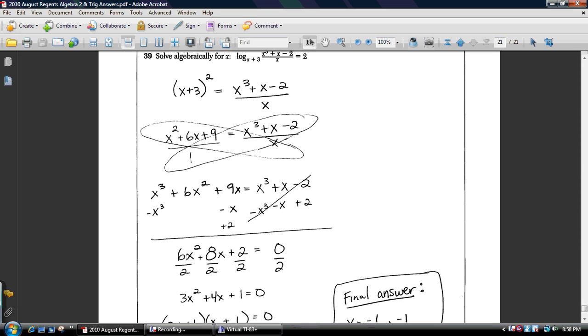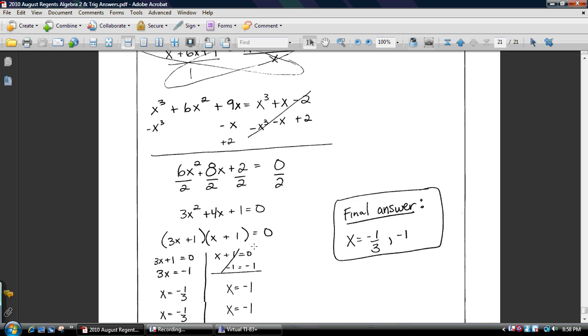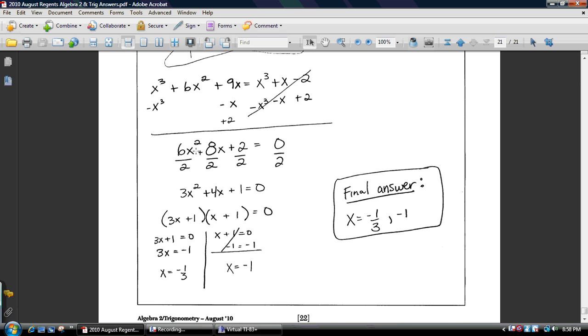Look what I get. I get 6x squared because these x cubes cancel out. I subtract x, so that's going to give me the 8x. And I got a plus 2. Then what I do is, everything has 2 in common, so I divide the whole thing out by 2. It makes it just easier to deal with.